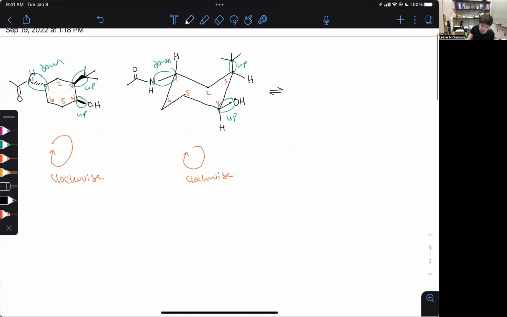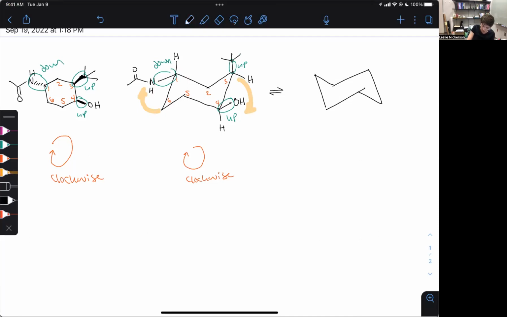Okay, so our chair flip, we're gonna go ahead and start by drawing the other chair. So basically, this one is the footrest to the left. This one's gonna be the flip, which is the headrest to the left. Okay, so we're pulling up carbon 6 and pushing down carbon 3.